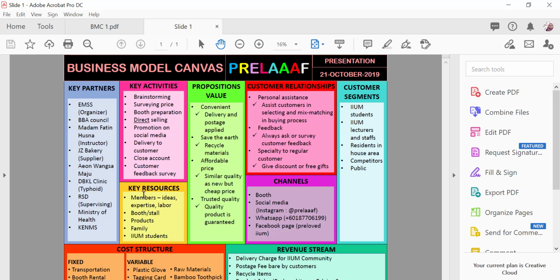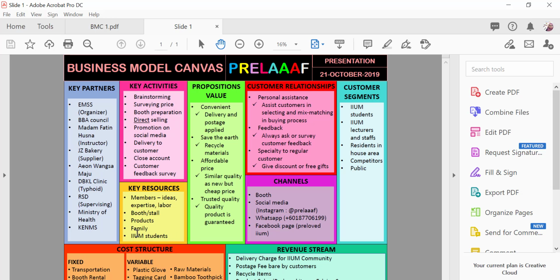So let's see. For example, key resources from Pre-Love: members, ideas, expertise, and labor. Before this we have the booth, so no need for this one. Product is not included under here. Product you are buying from somewhere, so this is wrong. Family and IM student is not right. IM student is actually in customer segment.